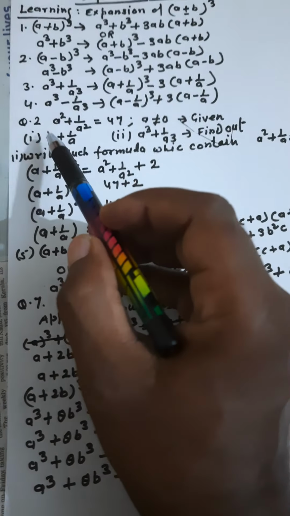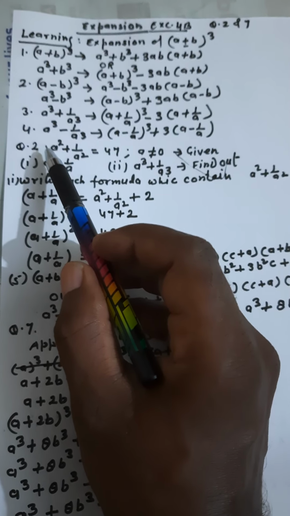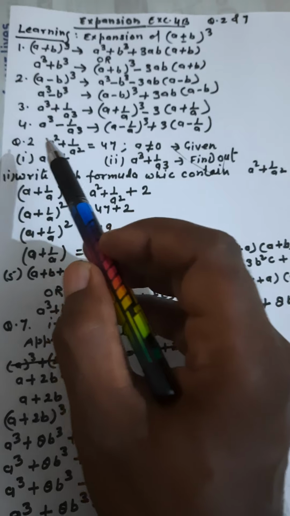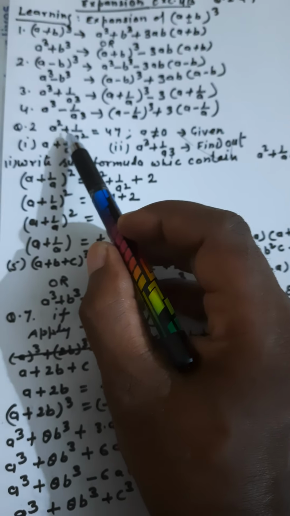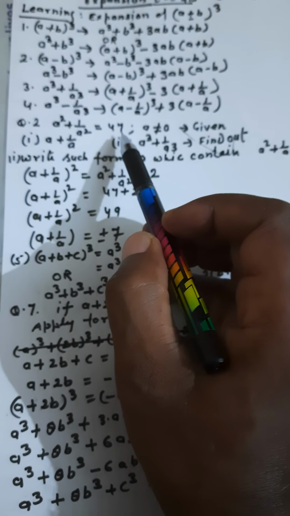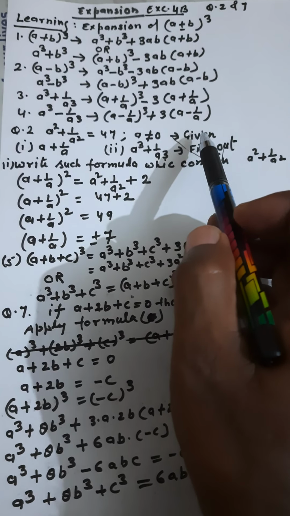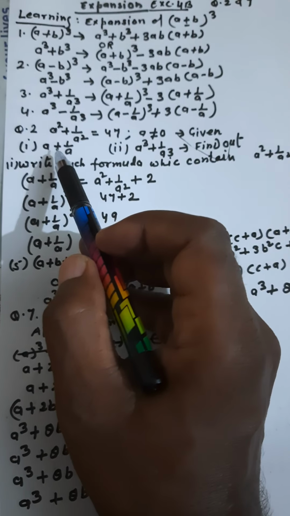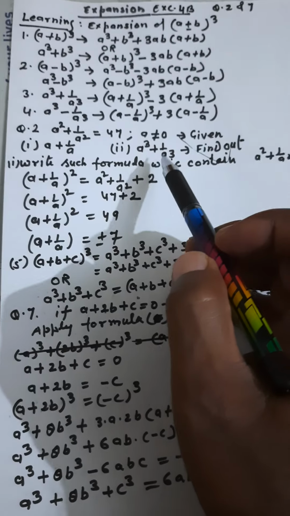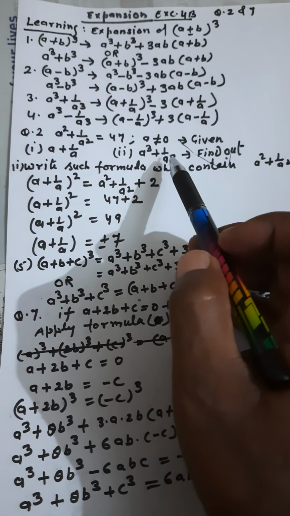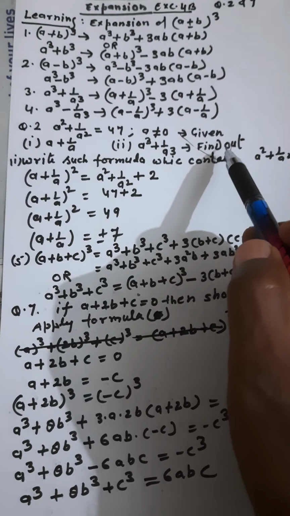Now I am going to solve question number 2, exercise 4B of the chapter expansion. What is given? a² + 1/a² = 47 and a is not equal to 0. This is given. And what we have to find out? We have to find a + 1/a and a³ + 1/a³. So these two expressions we have to find.